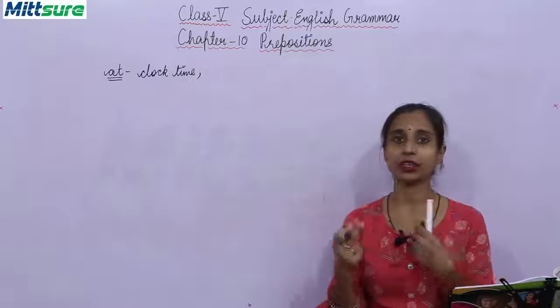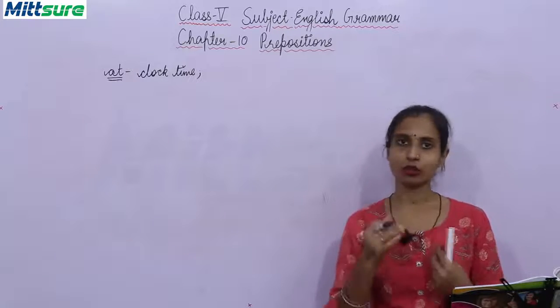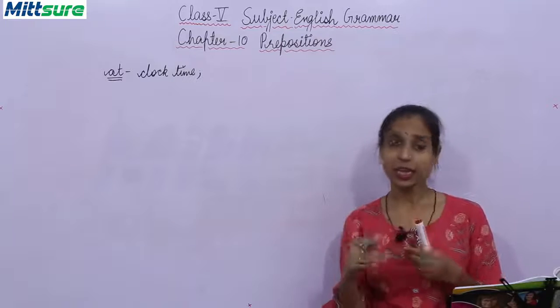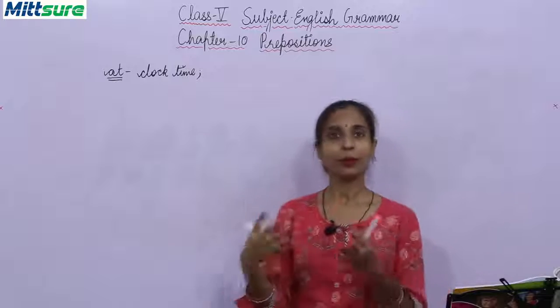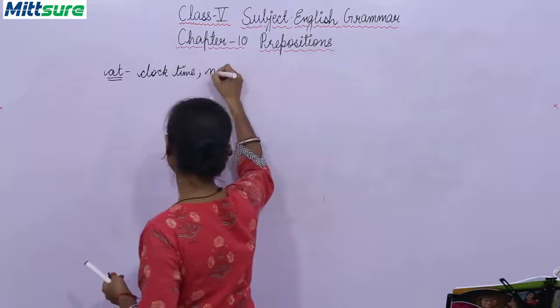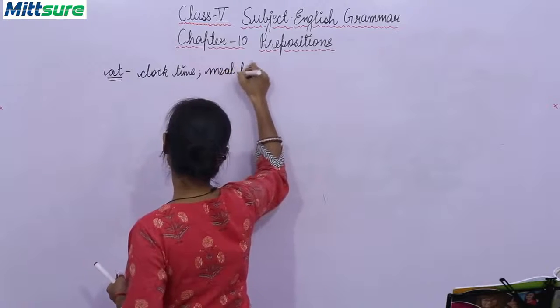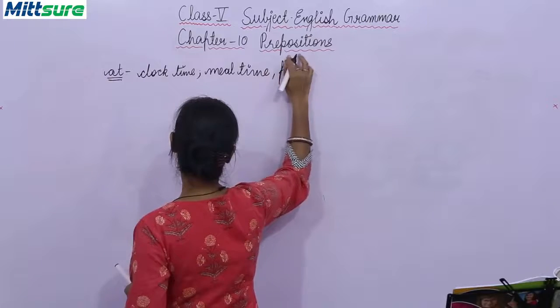and it is used for meal time, not exact time. Now you are not showing a clock time. Clock means exact time, 8 o'clock, 2 o'clock, 3 o'clock, like that. And meal time also, like lunch, dinner, breakfast. So, meal time also you can show. Then you can show a place also.